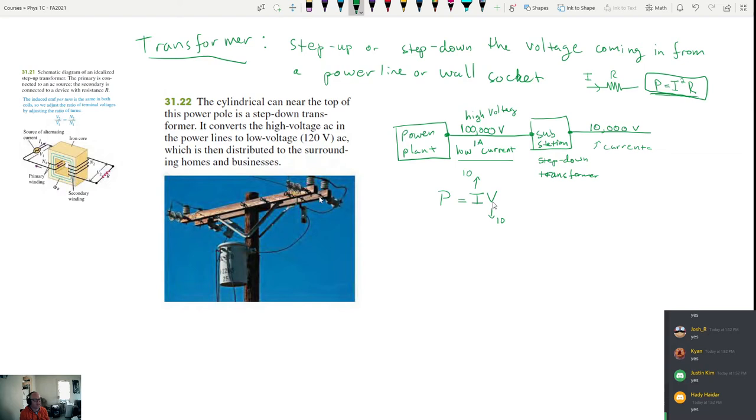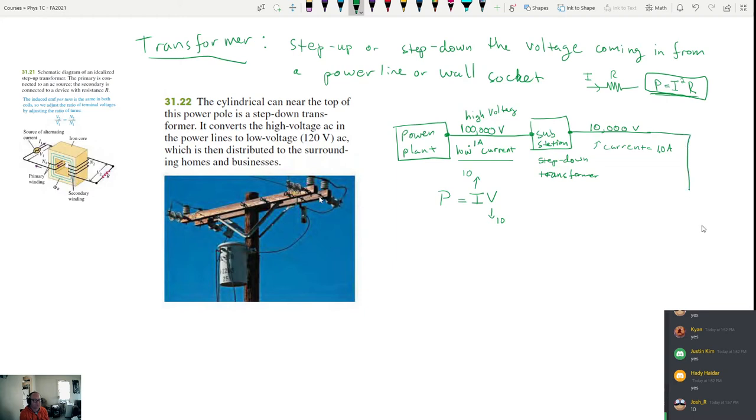We have to maintain I times V being constant. So before it was 100,000 times 1. Now you have a current that's equal to 10 amps, right? And really, it was probably something like 0.1 amps, and now we're at like 1.0 amps or something like that. You get the idea. Even this number is pretty high.